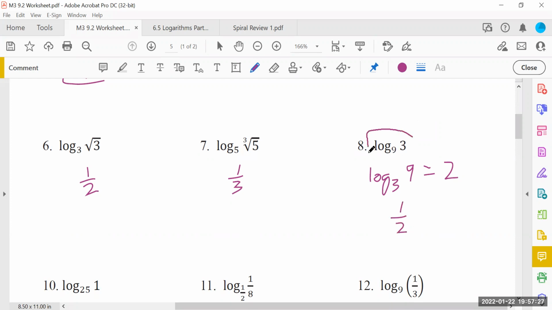Because really, if I look back up here, the square root of 9 makes 3, and the square root is 1/2 as an exponent.